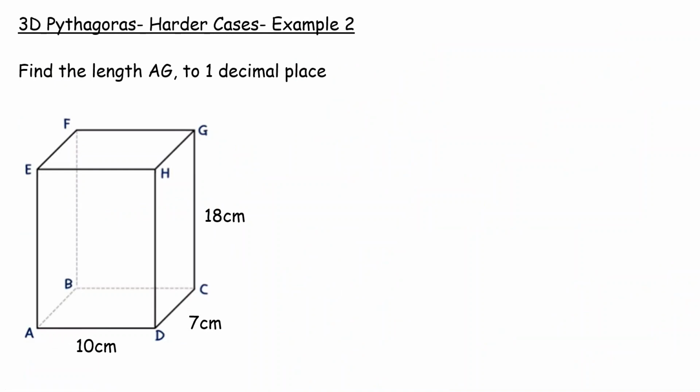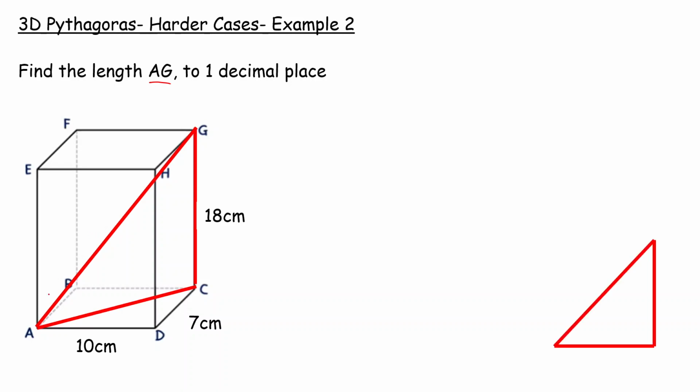Okay, let's move on to example 2, which is a slightly harder case. And this one is saying this time to find the length AG. First of all, let's put that on our diagram. AG is here, and let's create a right angle triangle by going from A to C and then C to G. And let's put it over here. So I've got my triangle, which is A up to G, and then G back down to C, where this here is my right angle, because I've got the vertical edge meeting with a flat plane. So it's going to give me a right angle at this point here.